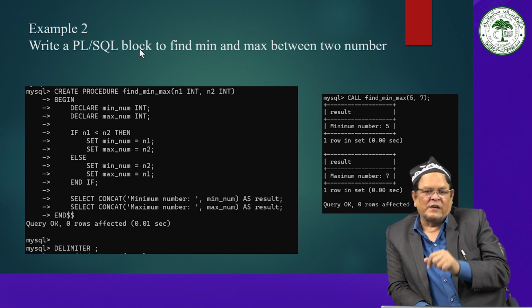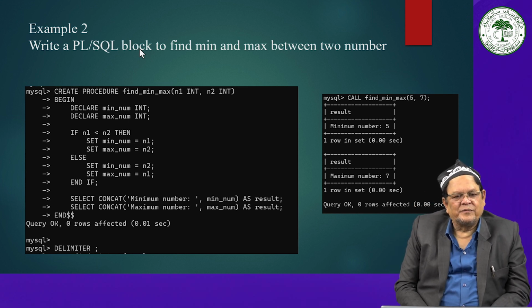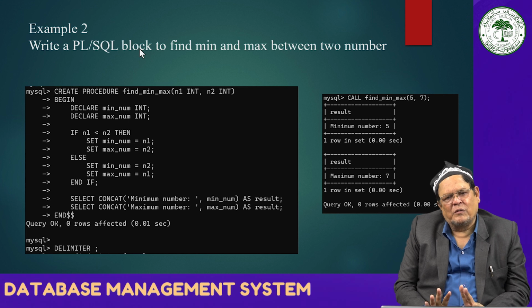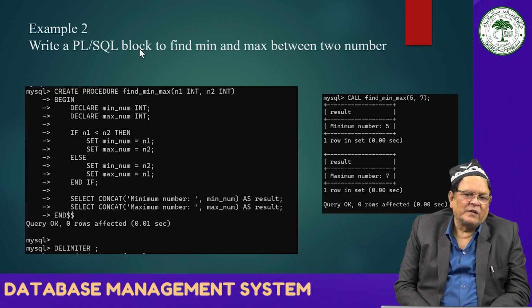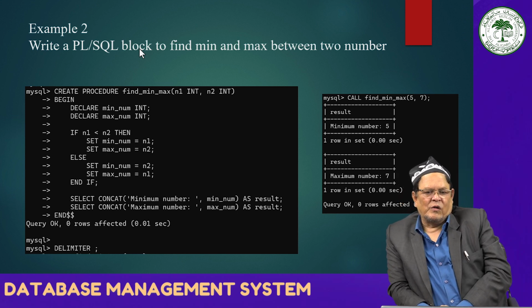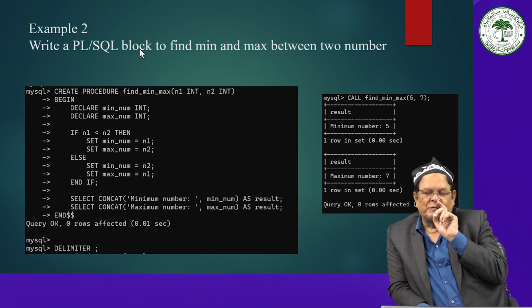Then you have to write two select statements, because select concat, 'minimum number is', minimum number as result. Then select concat, 'maximum number is', maximum number as result. It will show maximum or minimum. If you give two numbers, it will select which number is greater, 1 or 2. And then it must be closed with the dollar sign end. When you put it in SQL, you have to write delimiter semicolon. When you call in MySQL, you have to write call find min max.